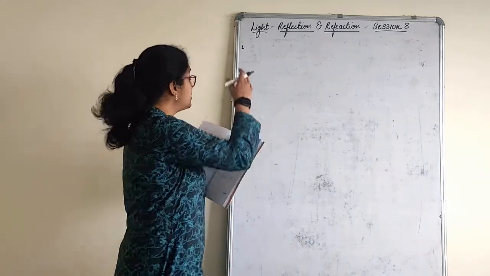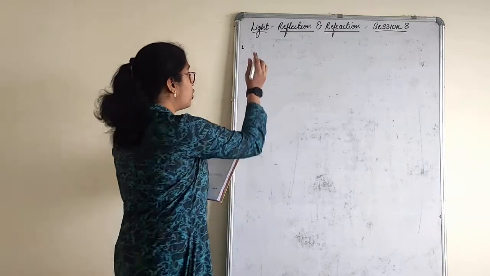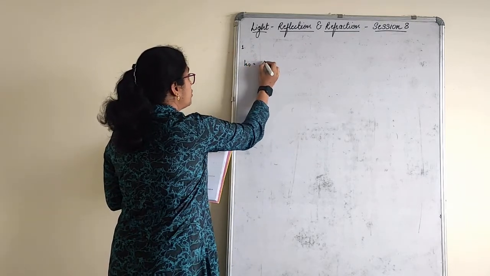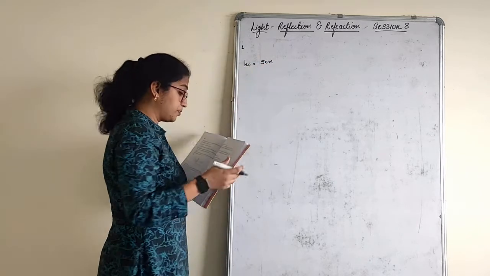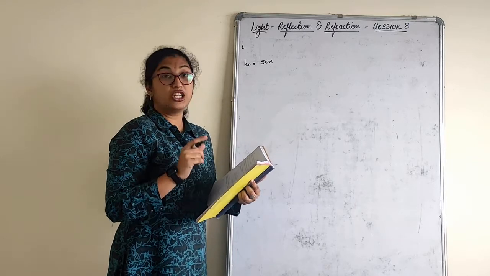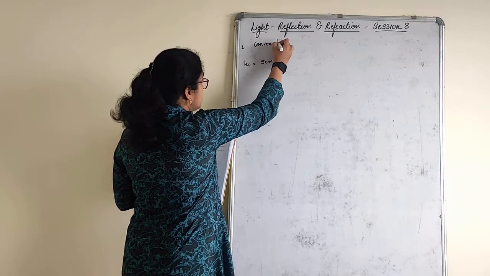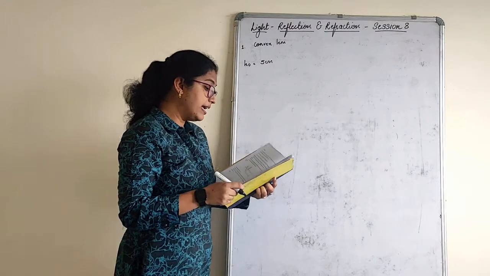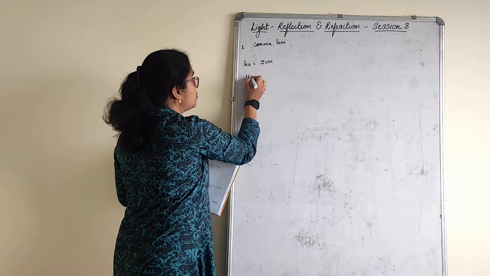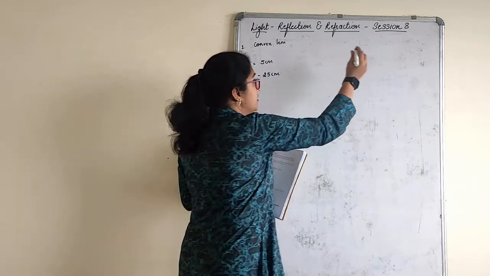An object, the first one I have written: an object 5 cm in length, height of the object. I don't know what mirror, lens, whatever. We'll read the question further. Height of the object is 5 cm, is held 25 cm away from a converging lens. Converging lens is, children, a convex lens. U is equal to minus 25 cm, okay, it is convex.